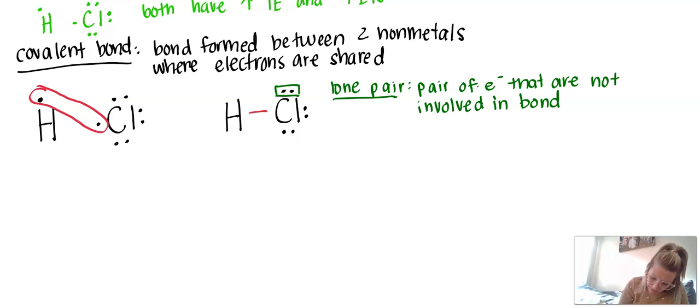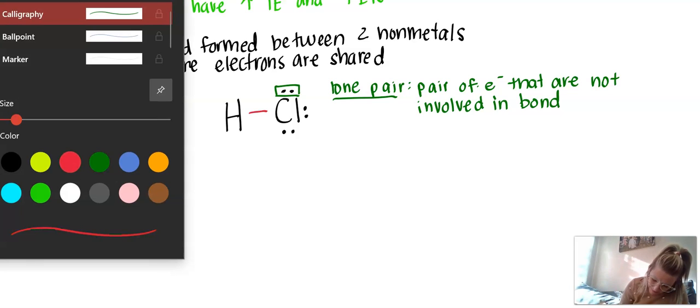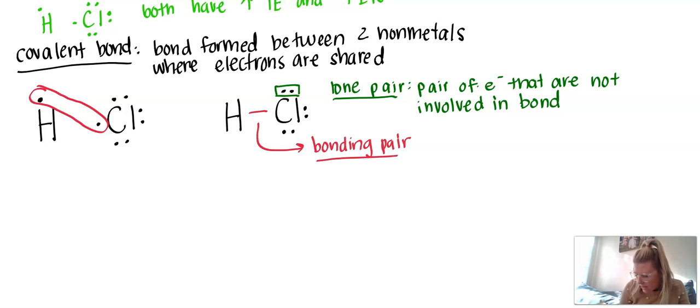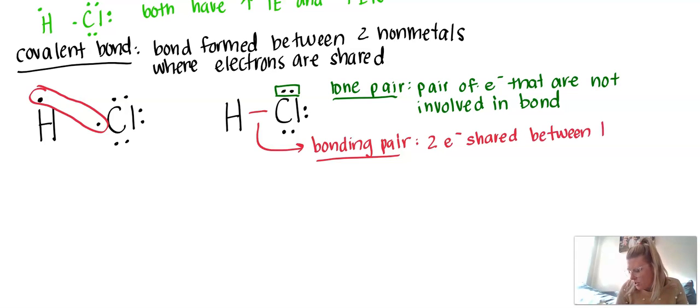So our bonding pair is in red. And we call this our bonding pair. And what's notable about it is that it represents 2 electrons. Each line represents 2 electrons that are shared between the hydrogen and the chlorine.